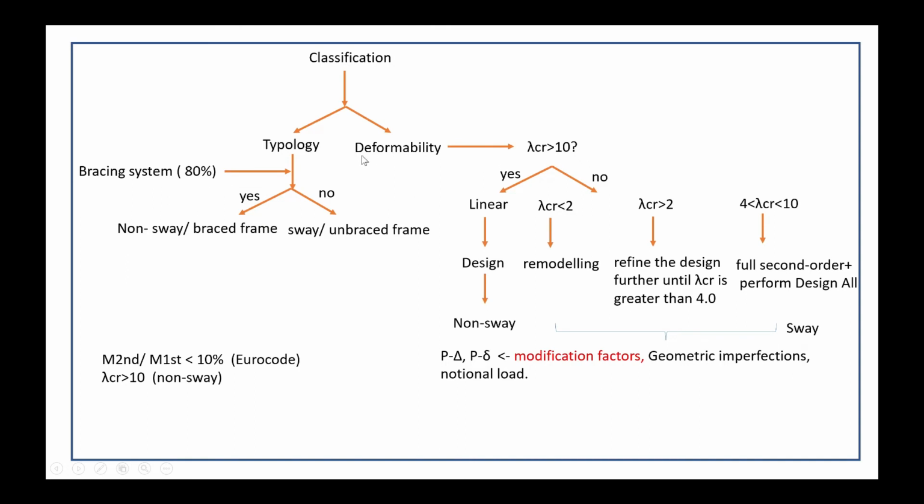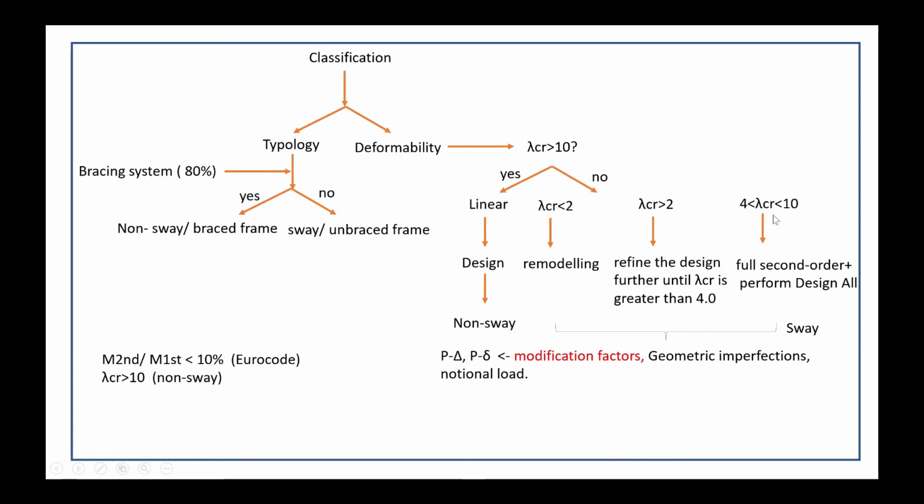If we classify according to deformability, we have to check alpha critical. In the code, if critical load is over 10 or greater than 10, this structure is a non-sway or braced frame. You can use a linear analysis and continue to design to completion. Is alpha critical less than 10?